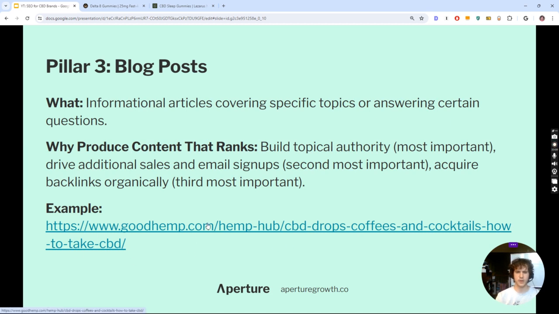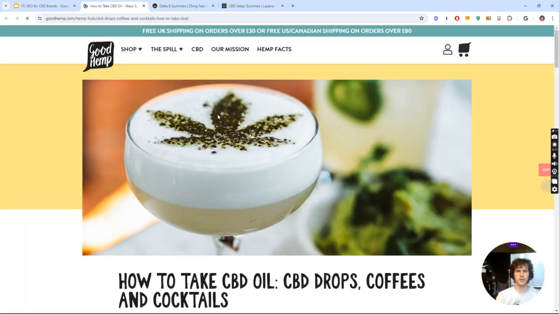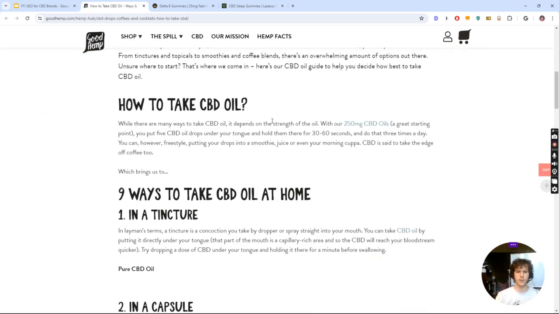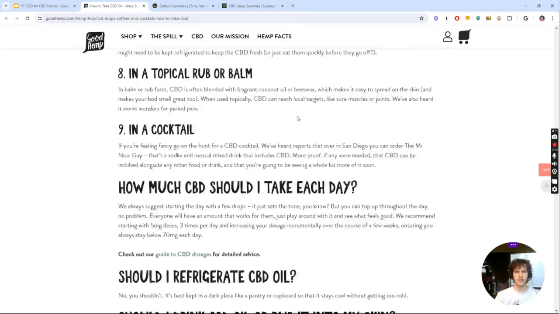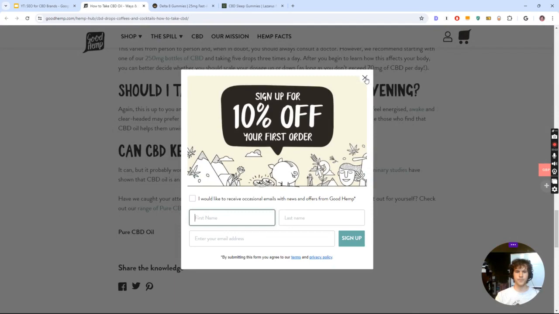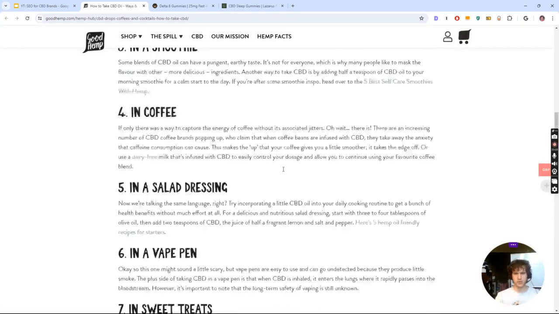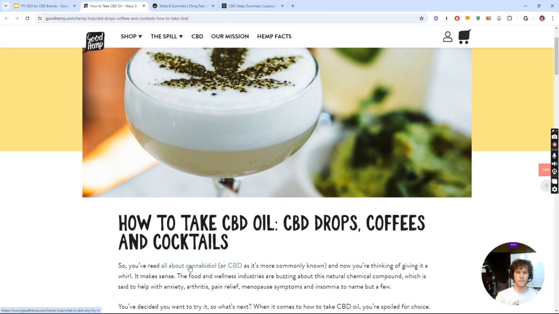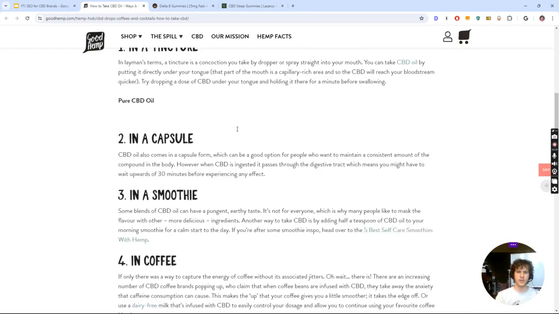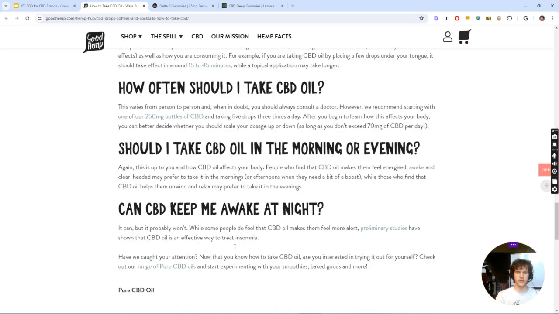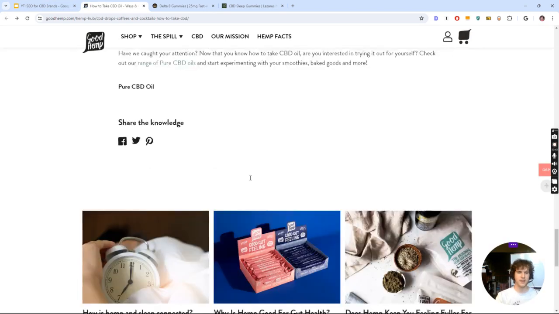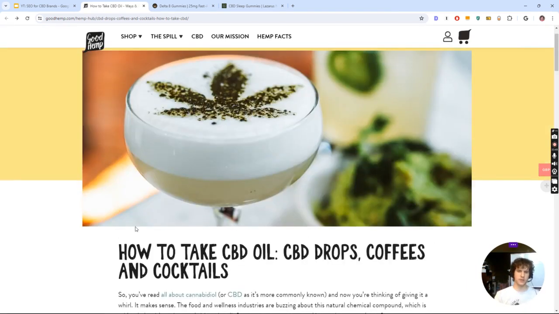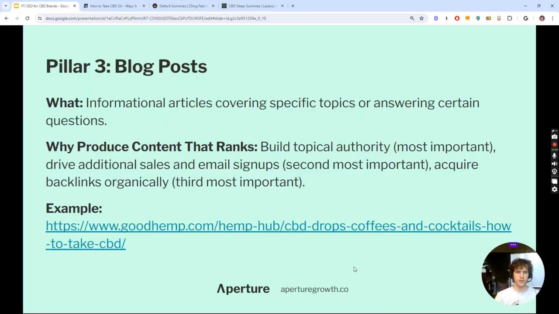So here's an example blog post from Good Hemp about how to take CBD oil. So this blog post kind of discusses different ways you can take CBD oil. So tincture, capsule, smoothie, coffee, etc. It's informational, right? But this blog post, you'll notice it has links to different things. They have links to other blog posts. So what is CBD? They have links to down here. They have a link to products. So their CBD oils. Oop, that link's actually broken, so they're going to need to fix that. But yeah, it's a nice little informational blog post that answers a question and kind of gives some information to the user.